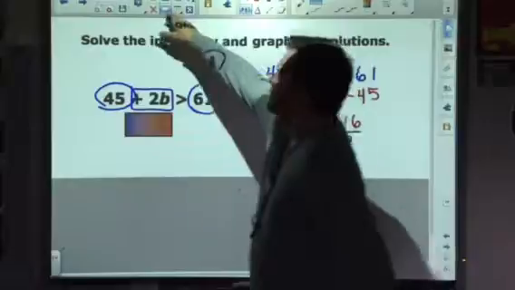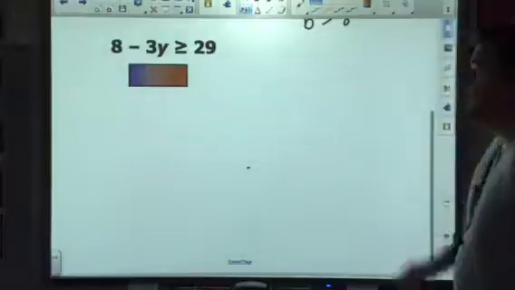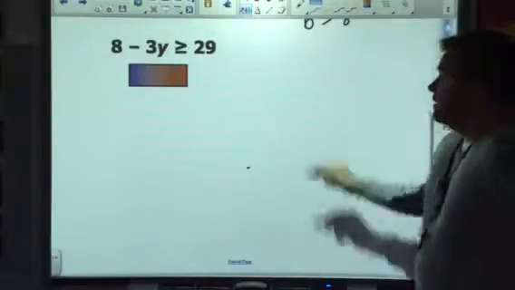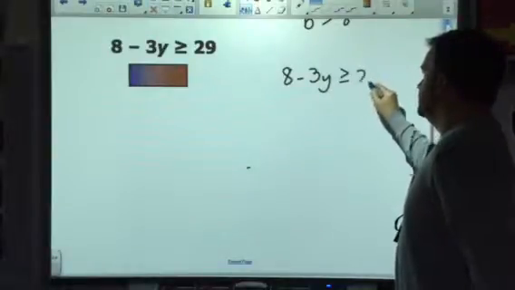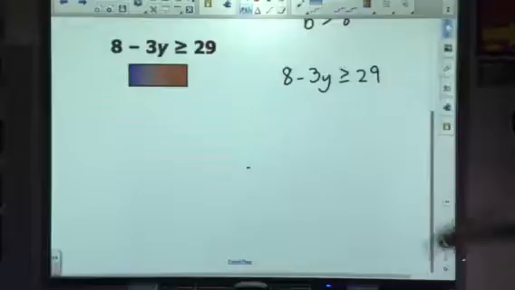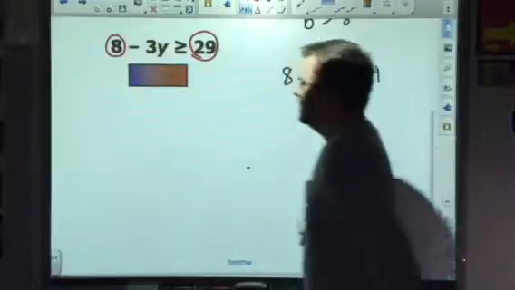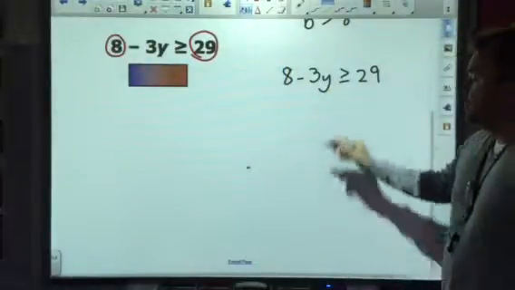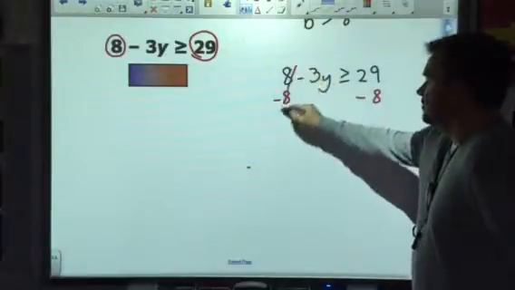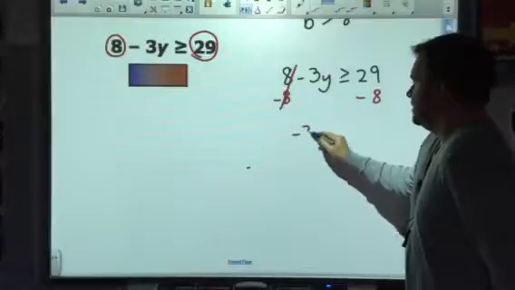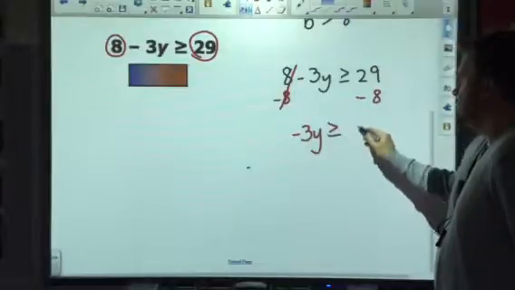Okay, let's look at another one. Very similar to the first. So 8 minus 3y is greater than or equal to 29. Okay, you should notice that the 29 and the 8 are like terms, so they need to be combined. We'll do that by subtracting 8 on both sides. These will cancel out. I'm left with negative 3y is greater than or equal to 21.